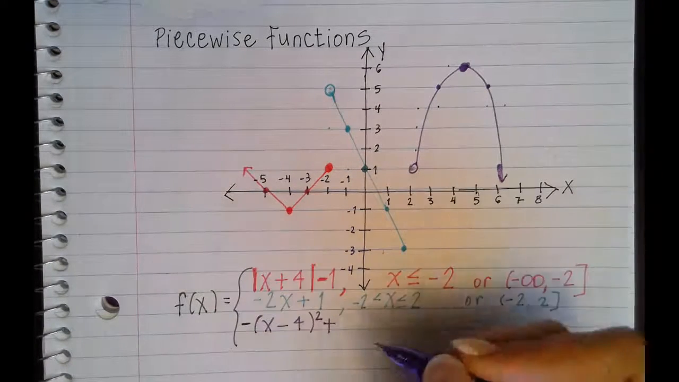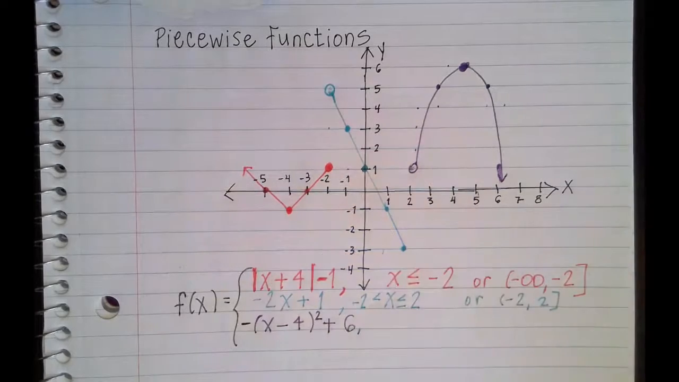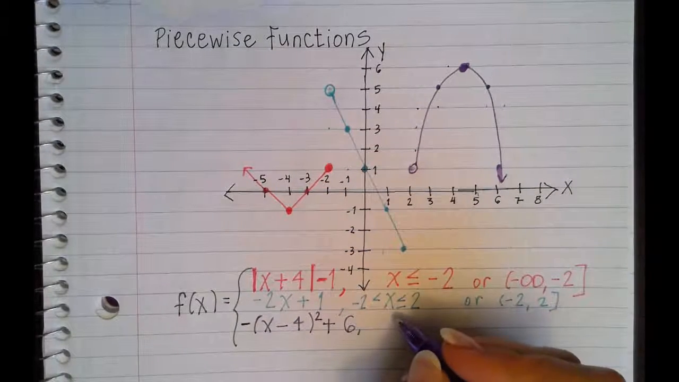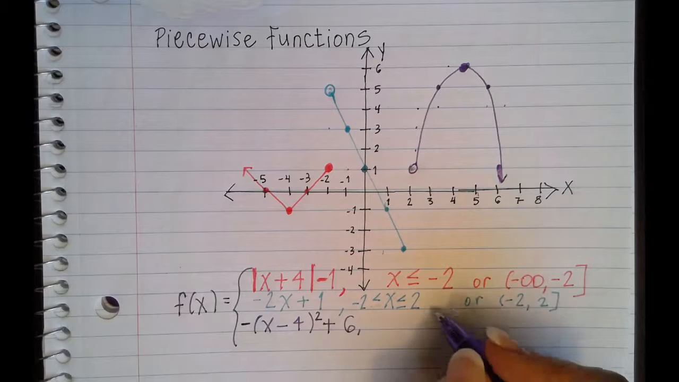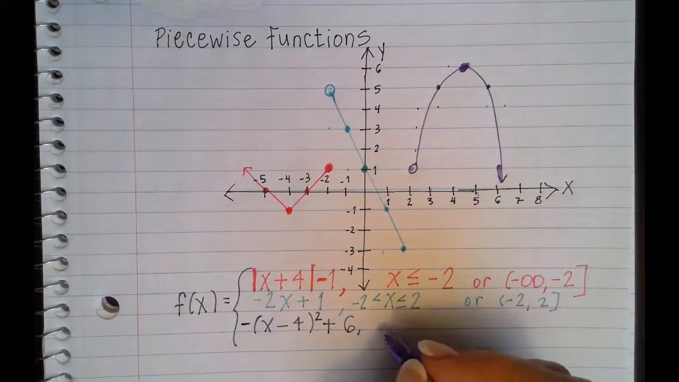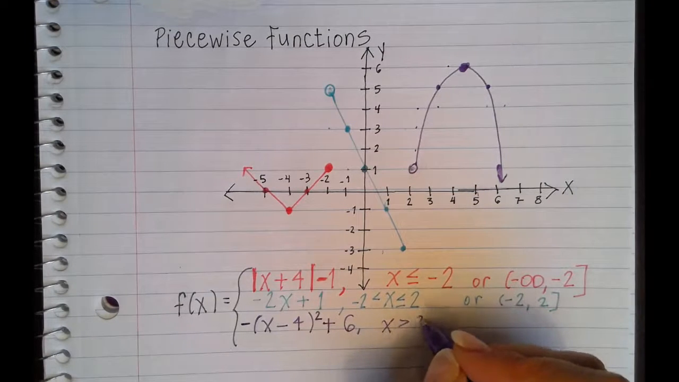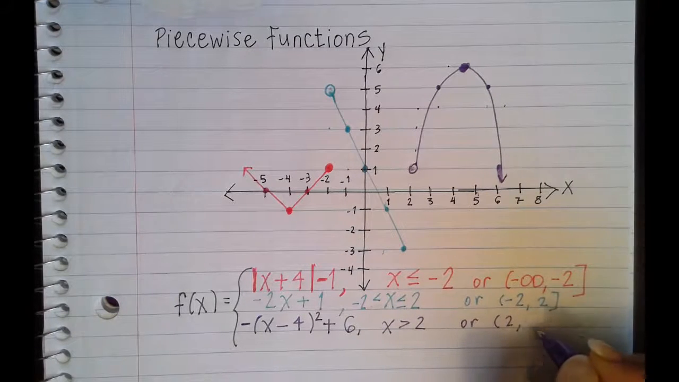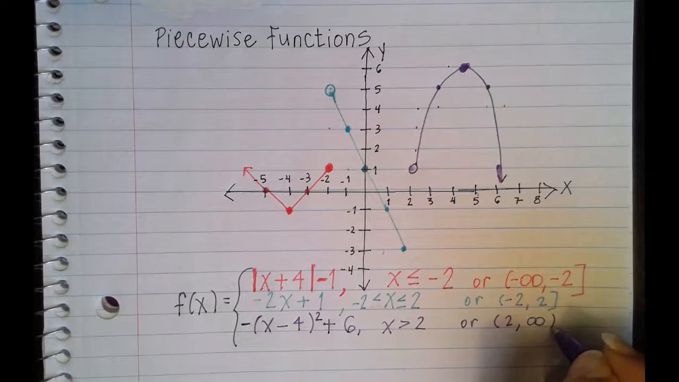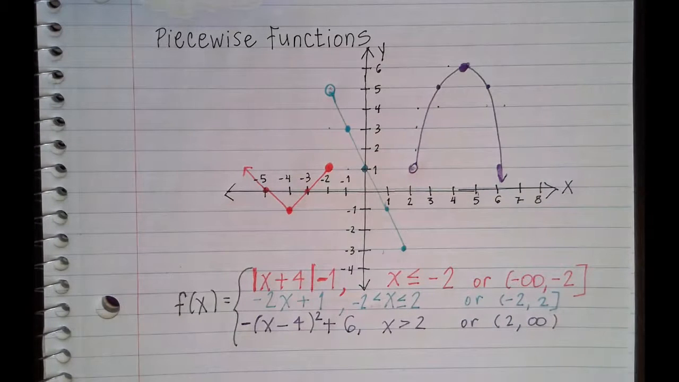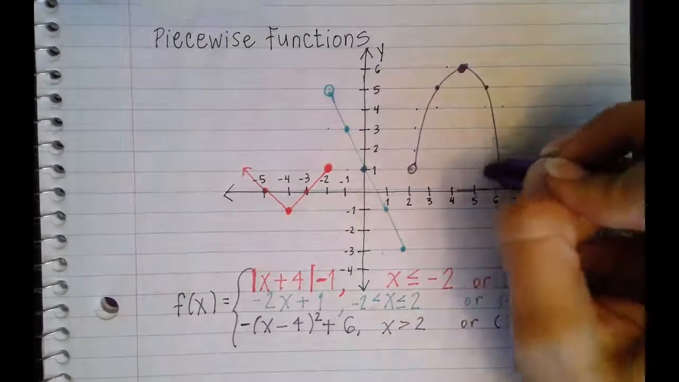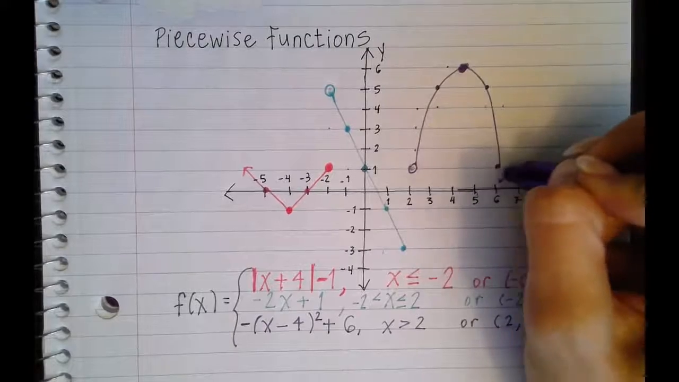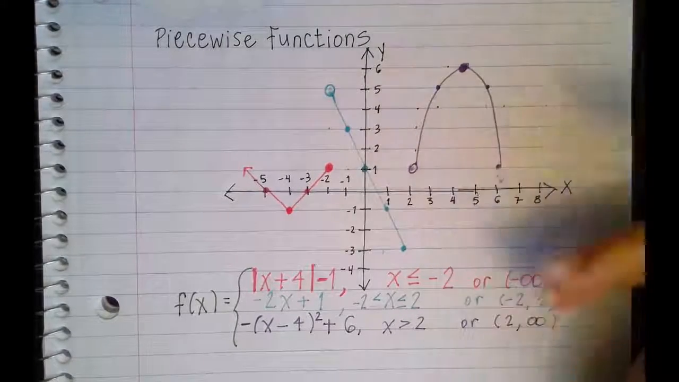And the interval that I have this on, this domain in inequality notation, will be when x is greater than 2, or we can write that as being from 2 until infinity. So that was just building an example of one to give you a better understanding of how piecewise functions work. And sorry, I'm just cleaning up that smudge a little bit. And now let's do some practice.